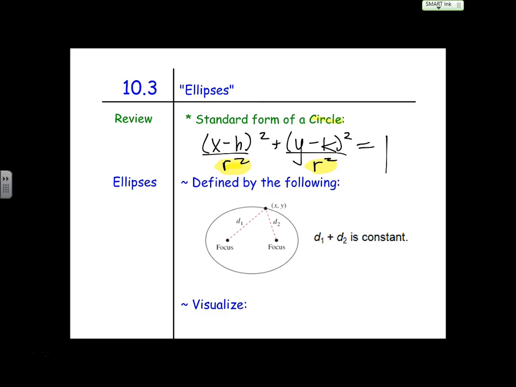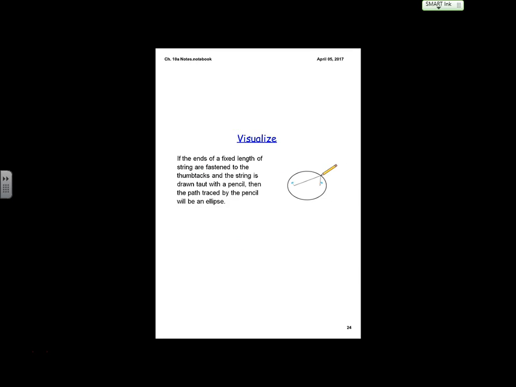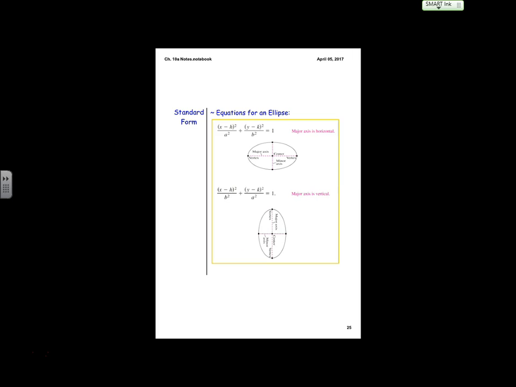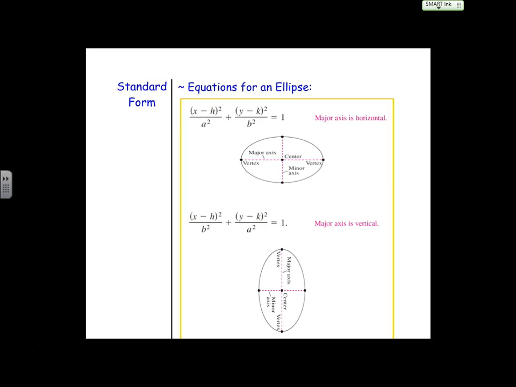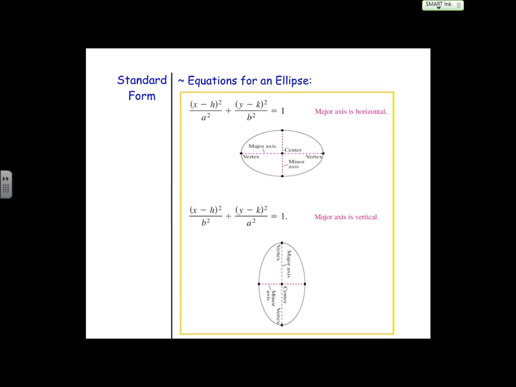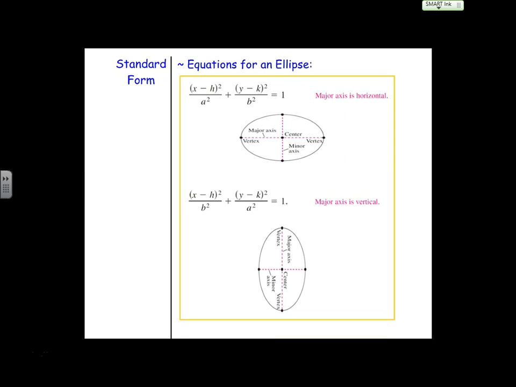But as you guys go around, it's not one constant radius. So what's going to change with an ellipse is those are not going to be the same. They're going to be two different constants. Let's go ahead and get that standard form of an ellipse. You guys see it? Let's see if I can do that better. All right, get down what you can.